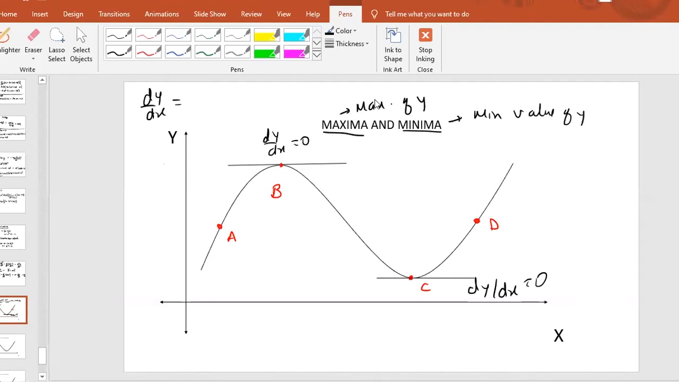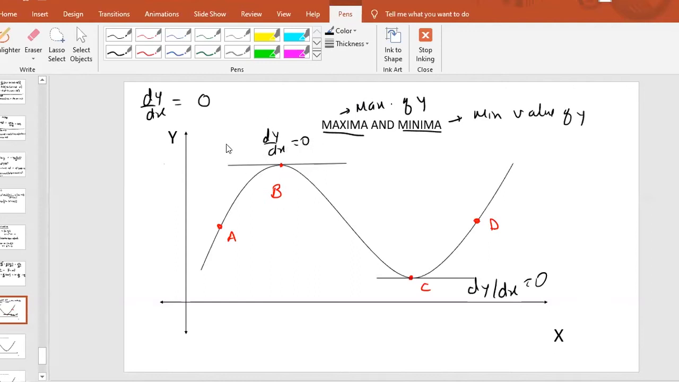We can conclude one thing: if y is a function of x, and if the dy by dx value is 0, then that point will be either maxima or minima. So for maxima and minima, the first condition should be dy by dx equal to 0. Have we proved this point or not? From the graph I can prove that when dy by dx is 0, the slope of the graph at that point is 0, which means it will have either the maxima condition or the minima condition.